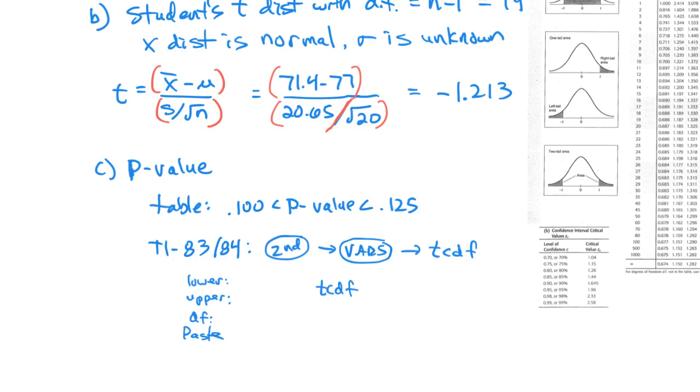So we've got a left tail test, because really what we're doing, let me add something to this, and add this in red up here. The p-value really is this. We're really finding the probability that X bar is less than or equal to 71.4, which is equal to the probability that T is less than or equal to negative 1.213, right? Because this is our t-score that we got.